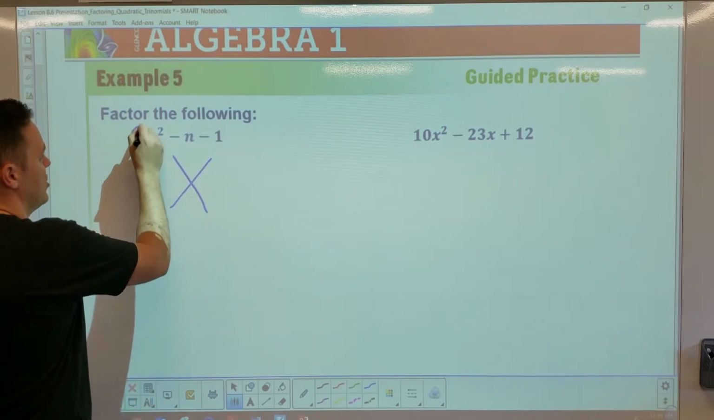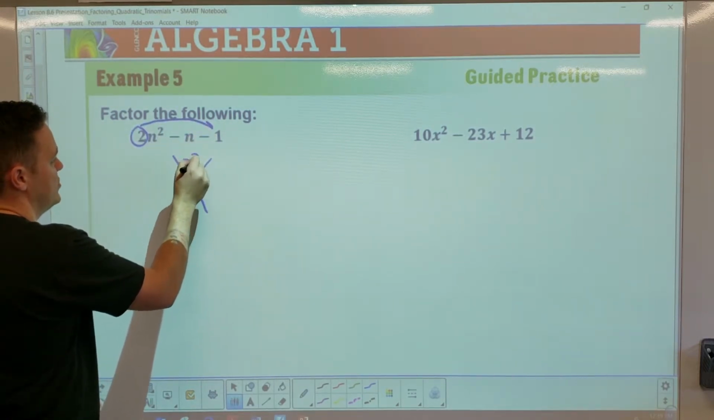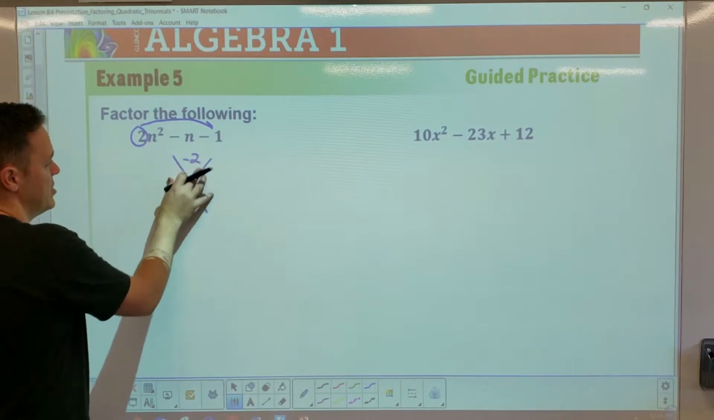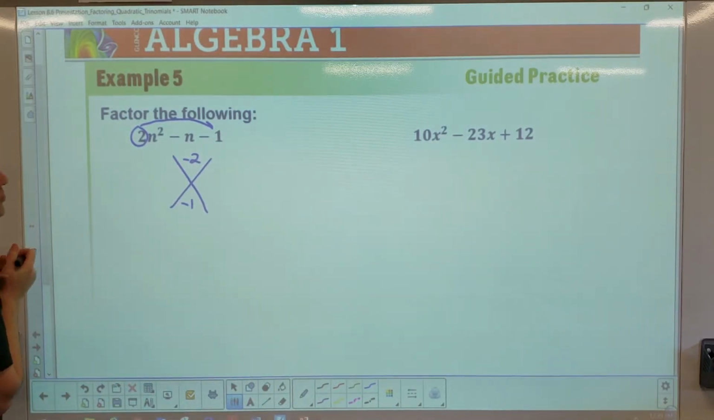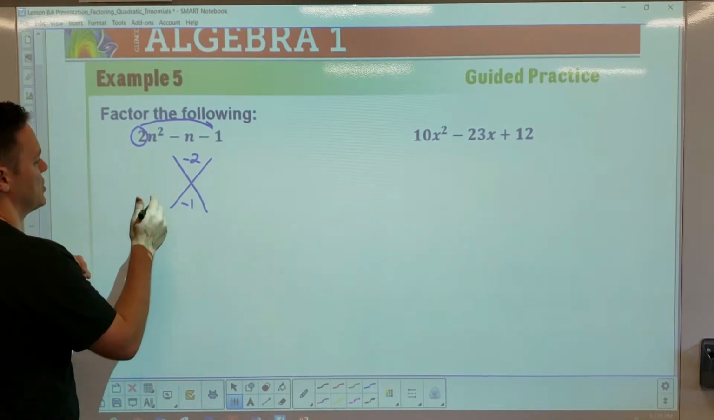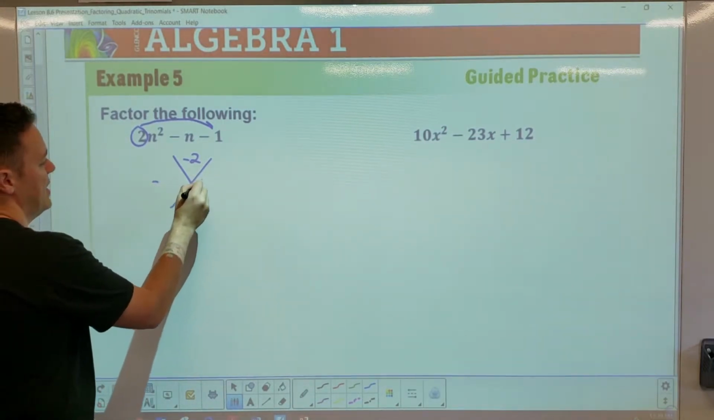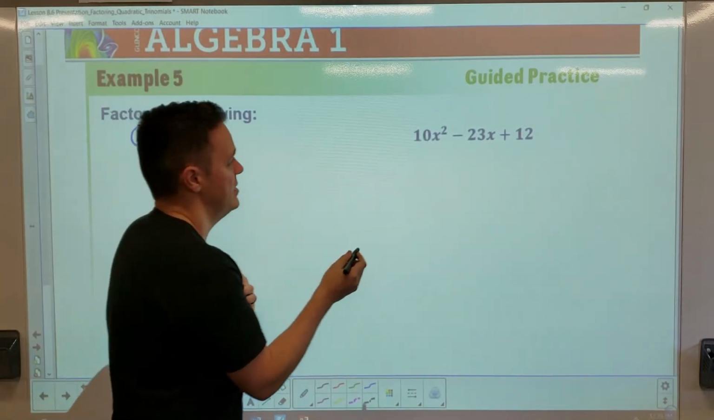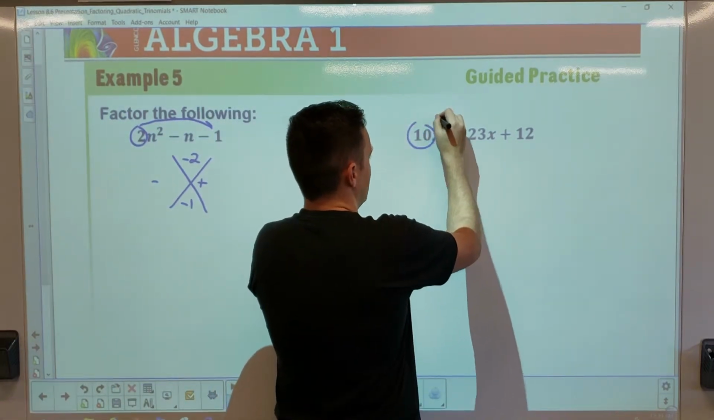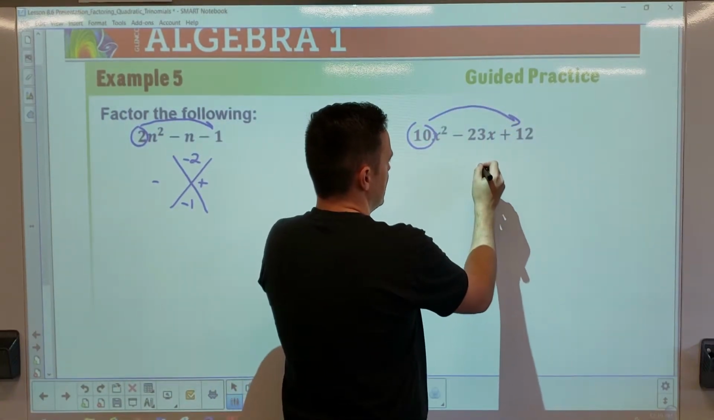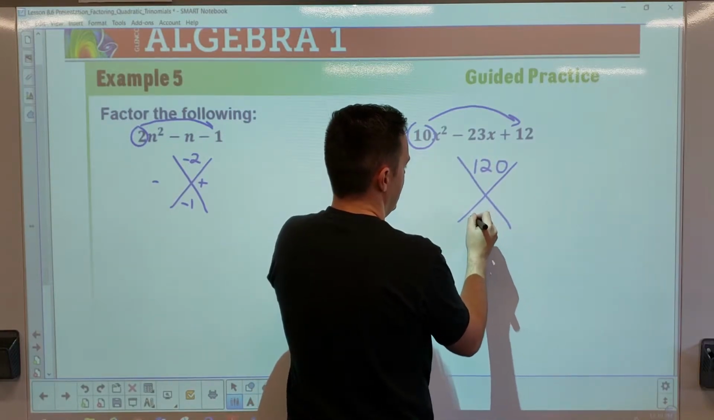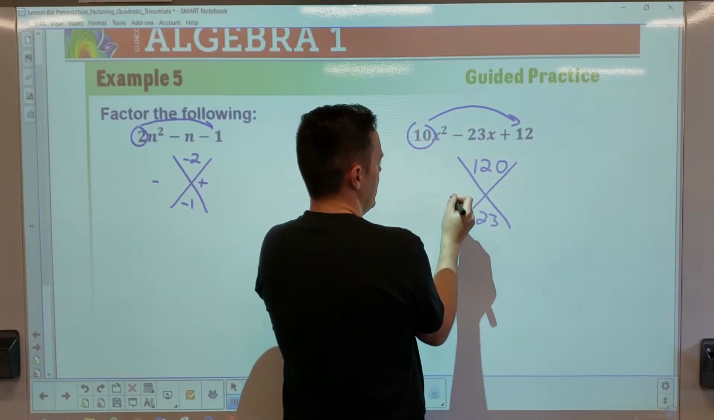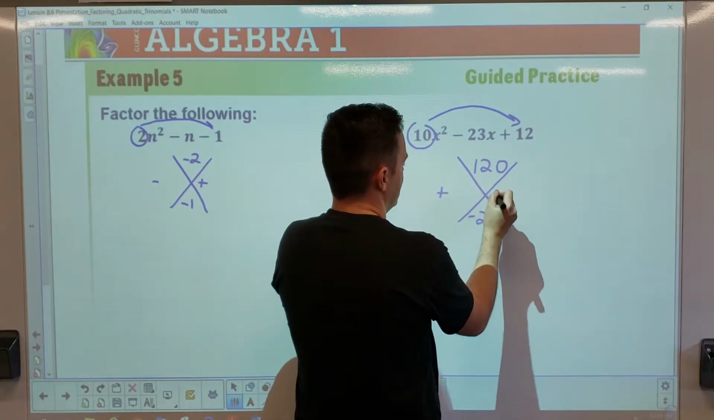So this is going to slide over, multiply it. So it's -2, -1. So what two numbers would multiply together to make -2? So we know this is going to be a negative and a positive. All right, and then this one's sliding over. Oh, this is a nice big number here, right? So this is going to be 120 and -23. So we know we're going to have a plus minus.